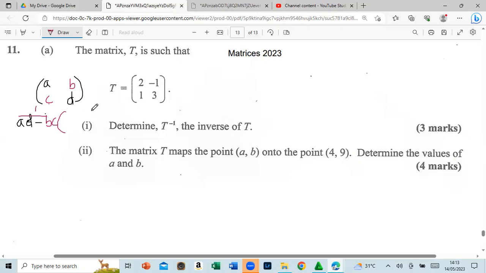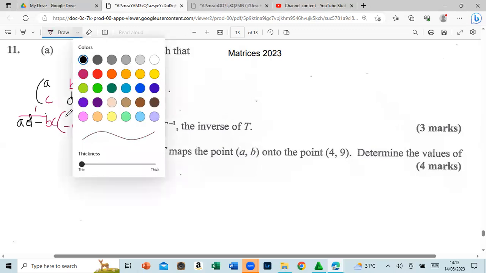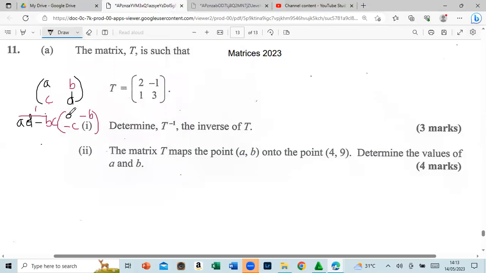So to get the adjoint, I'm going to put it right here. To get the adjoint, we take the negative of B and the negative of C. And interestingly, we swap the position of A and D. So that means D goes up here, and then we have A right here. Alright? So very interesting. So we swap the position of A and D. So let us do that right now.